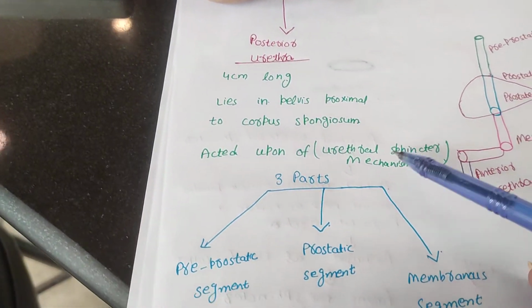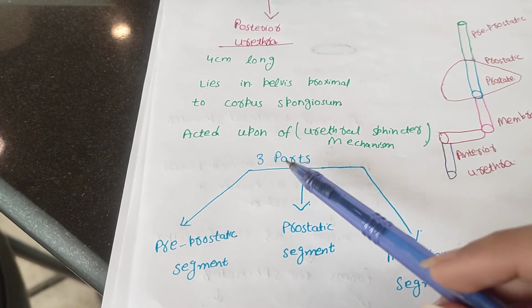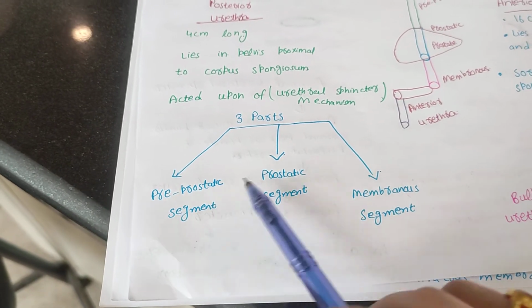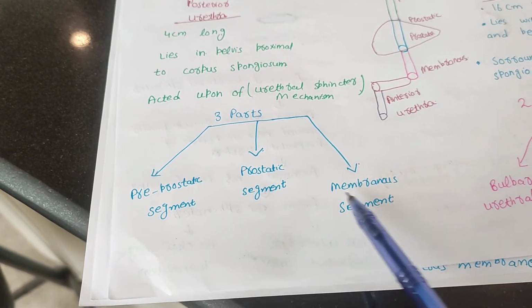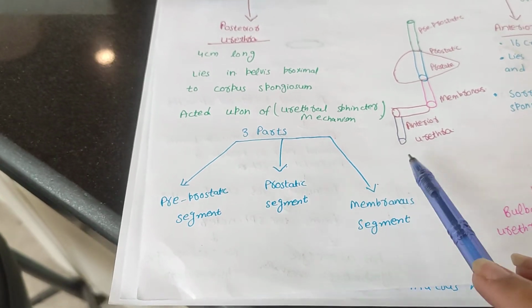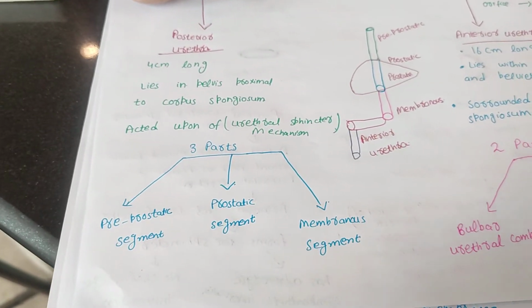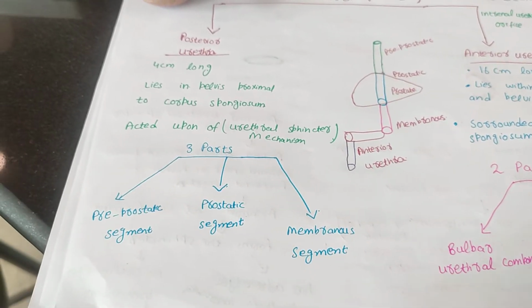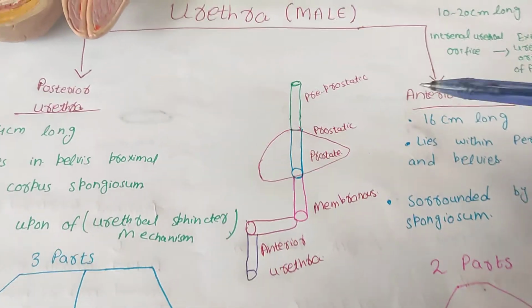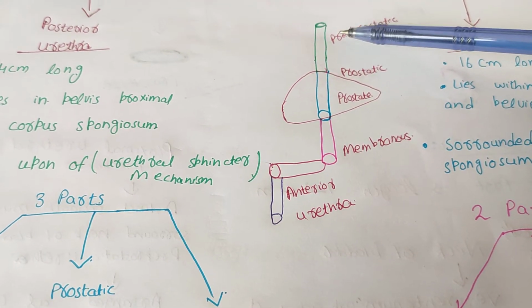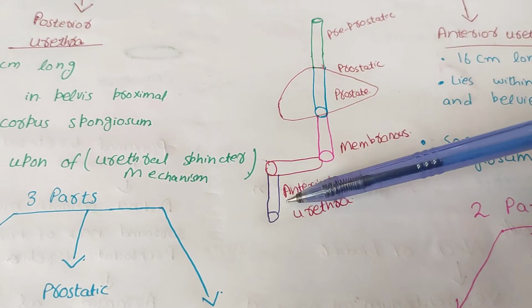And this posterior urethra is divided into 3 parts. One is known as the preprostatic urethra, then we have the prostatic urethra, then we have the membranous urethra. So there are 3 segments in which the posterior urethra is divided: preprostatic, prostatic, and membranous. We are going to study them in detail. You can see the diagram here. All the parts of the urethra extend like this, like a pipe.